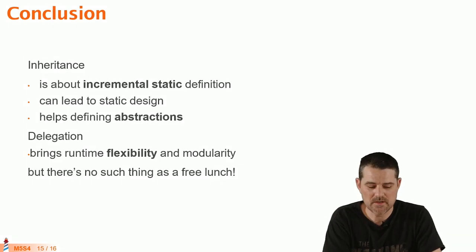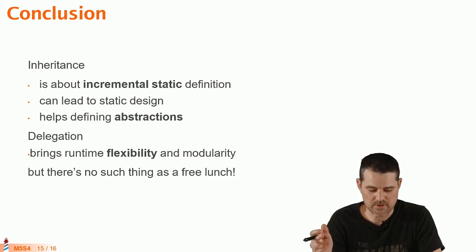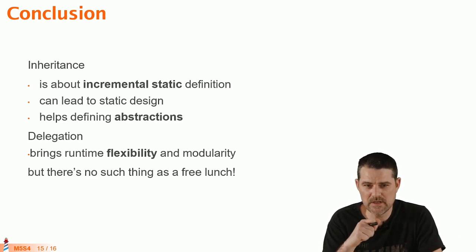So as a conclusion, inheritance is about incremental and static definition. It can lead to static design, and it helps define abstraction. But delegation, on the other hand, brings runtime flexibility and modularity. But there is nothing such as a free lunch. So both of them have pros and cons, and you need to evaluate what is best in your design.